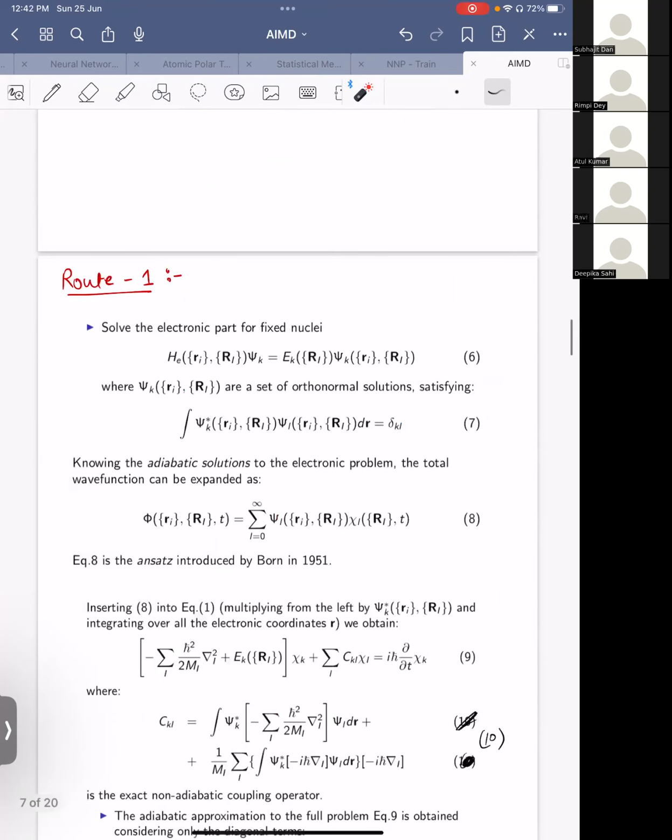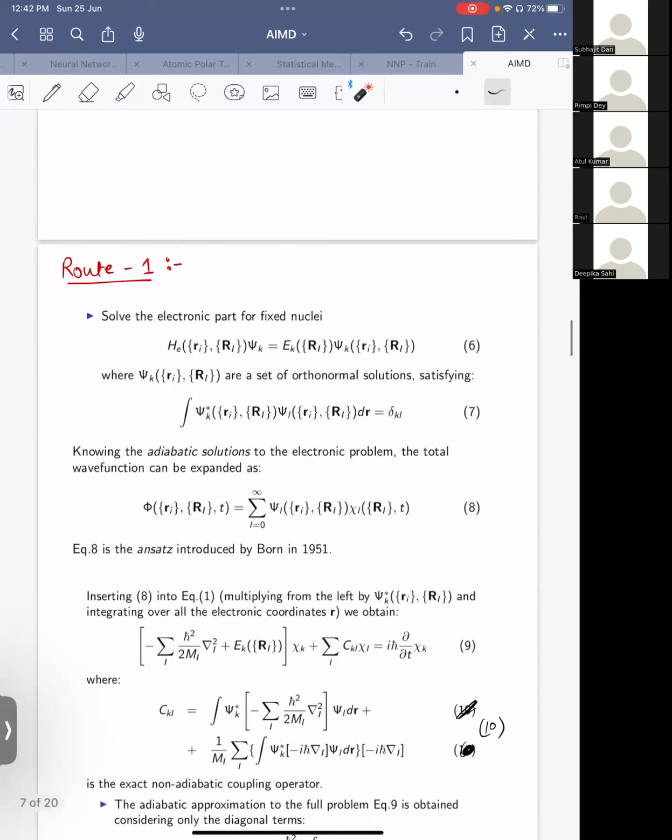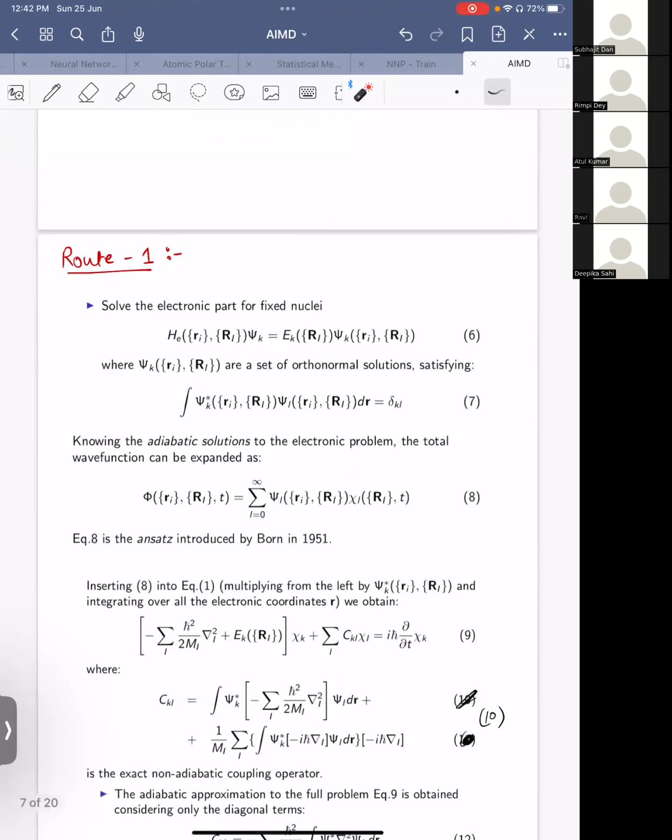The first method is kind of more general. In this method, we will consider the electronic part of the Hamiltonian for fixed nuclei, and then we will solve the exact time-independent Schrodinger equation for each electronic state.